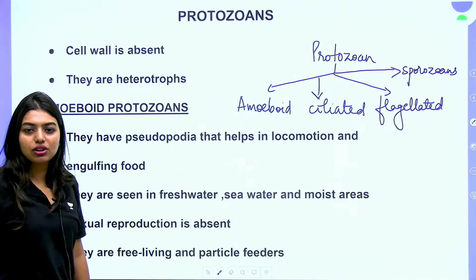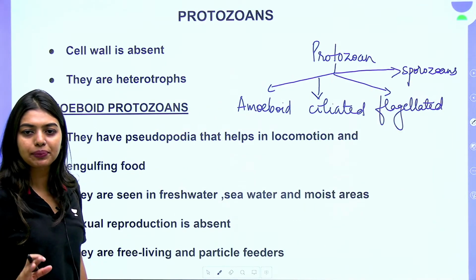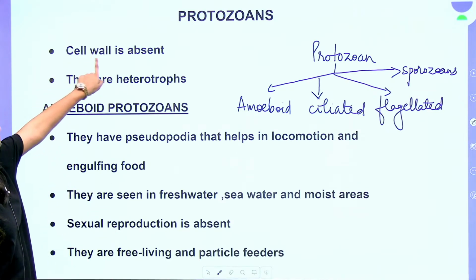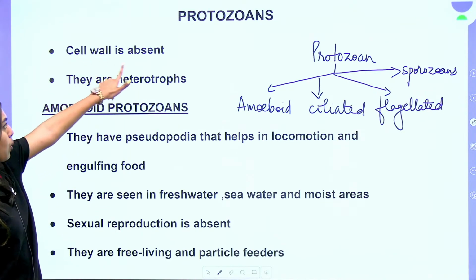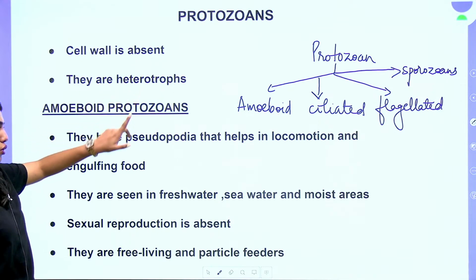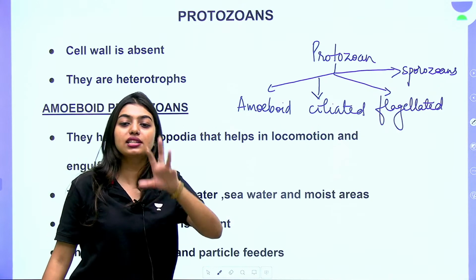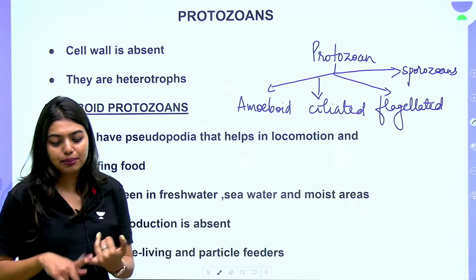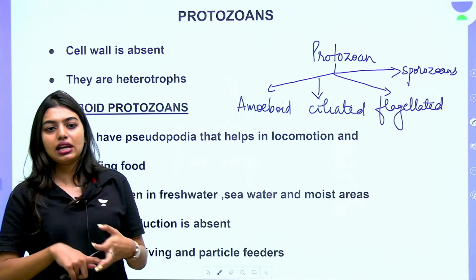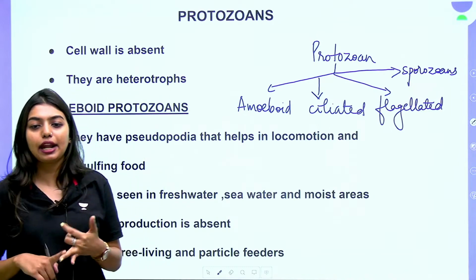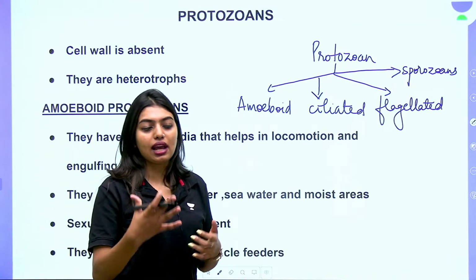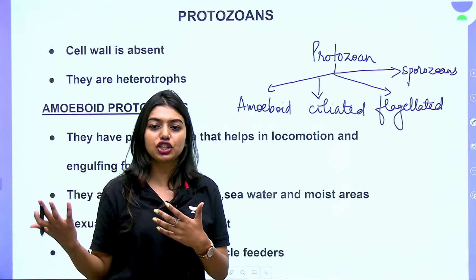I'll tell you why half of the answer is in the name. Cell wall is absent in protozoan. They are heterotrophs. Now tell me, these two characteristics, where have you seen them? Have you seen it in plants, fungi or animals? This absence of cell wall and being heterotrophic, where have you seen it?